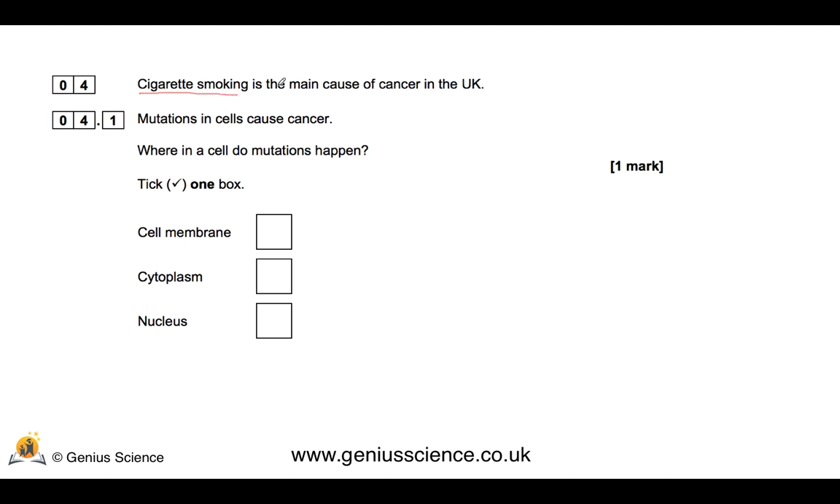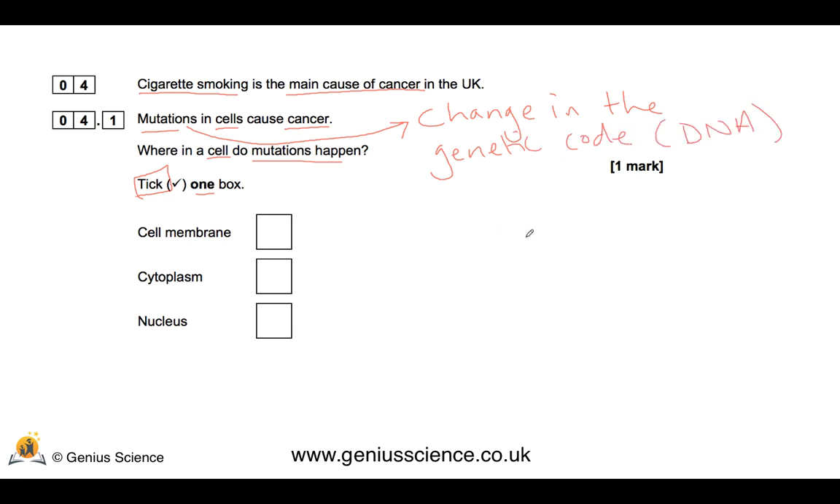Question number 4 now. Cigarette smoking is the main cause of cancer in the UK, and mutations in cells cause cancer. Now, 4.1 is asking us, where in a cell do mutations happen? And we've got to tick one box. Now, a mutation is the change in the genetic code of an organism. And that's the DNA that makes up the genetic code. And once you know that mutations happen to DNA, we can then go, well, where is DNA found in the cell? It's not in the cell membrane. It's not in the cytoplasm. It is in the nucleus.